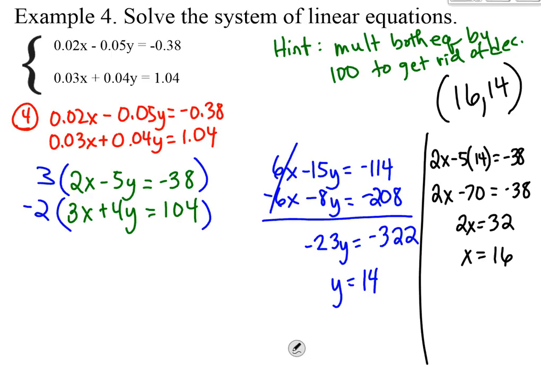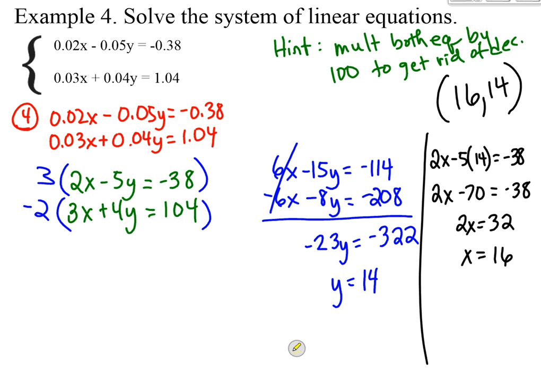I don't have a calculator at the board, so for this one, I would buffer myself in case I made a mistake along the way. Personally, I would use a calculator and just enter 0.02 times 16 minus 0.05 times 14, see if it's negative 0.38, and then 0.03 times 16 plus 0.04 times 14 to make sure that's 1.04. And I'll leave that to you if you'd like to pause this and do that.